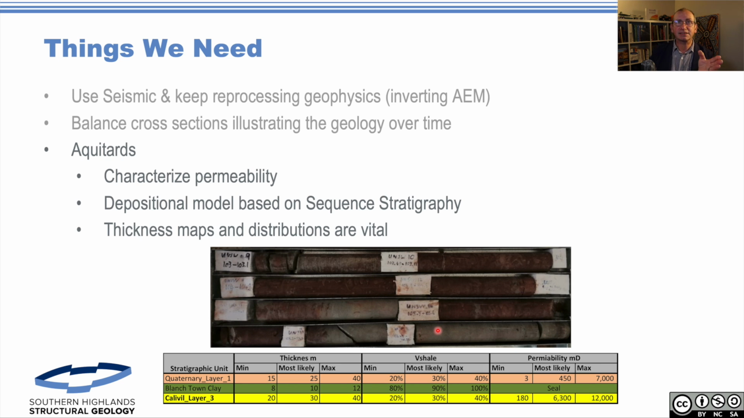The key thing to getting a sense of how our aquitards is to look for flooding surfaces and to use sequence stratigraphy to work out where these fine-grained rocks are deposited. It gives us a time constraint, geologic time constraint, but it gives us a depositional process to say, okay, I've got fine-grained rock that's been distributed everywhere here because I was now under 20 metres of water.